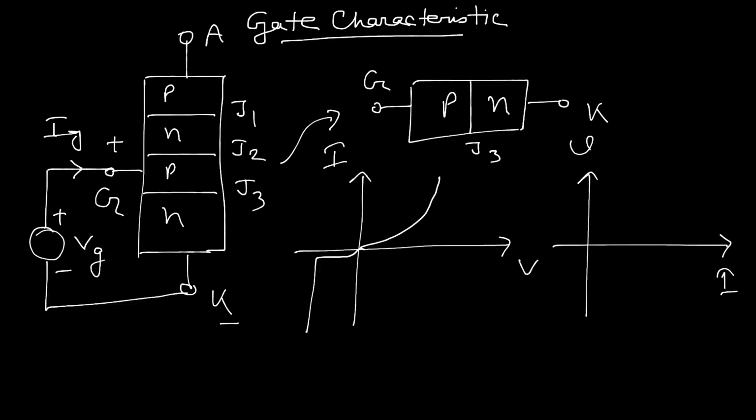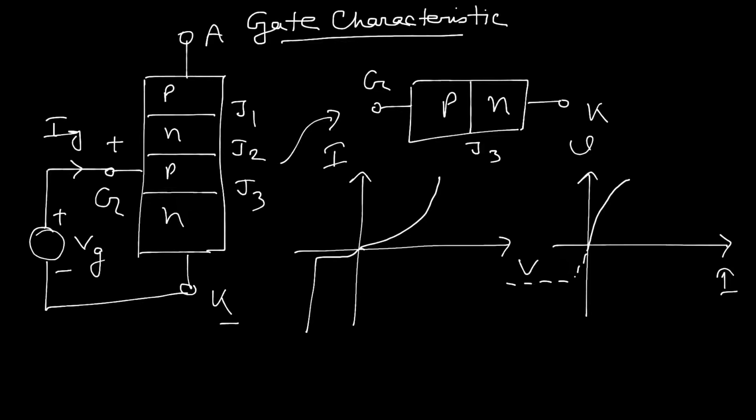Then it can be represented by this characteristics. That means both are actually the same thing. Just we are replacing the axis. Here it was I and now it is V. It was V, now it is I. That is why the curve has changed in this manner.